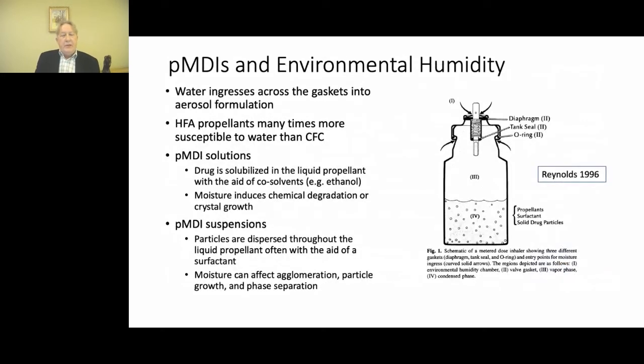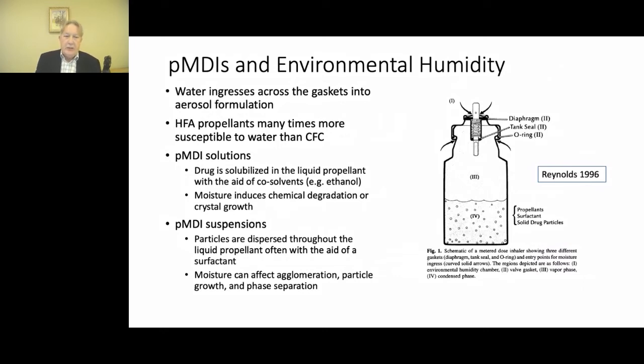Okay, so now let's pay attention to metered-dose inhalers and environmental humidity. What we do know is that water can ingress across gaskets on the MDI. And if you look over to the right on that figure, hopefully you can see at the top there's a diaphragm gasket, and then on the sides these are O-ring gaskets, and moisture will penetrate through those over time. HFA propellants are many more times susceptible to water than the old CFCs.